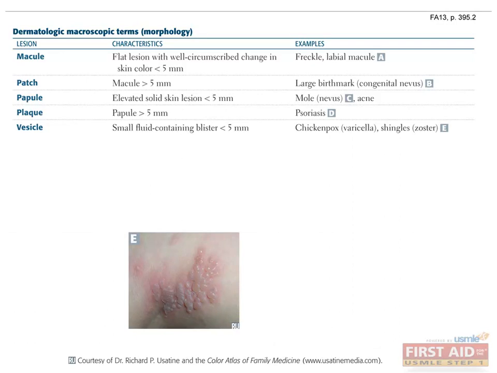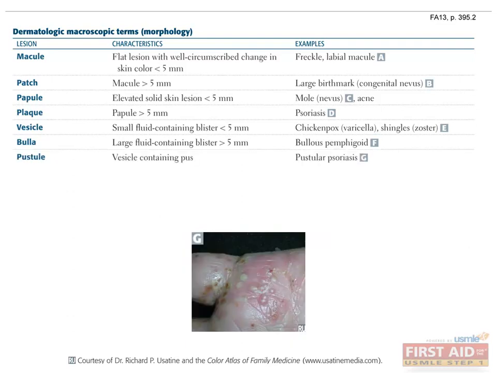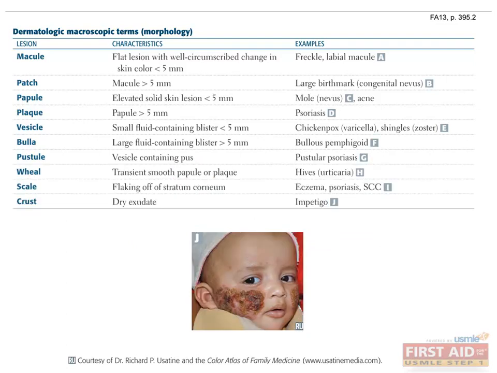A vesicle is classically just a small fluid-filled blister like you would see in chickenpox. If it were bigger, it would be called a bulla, but the terminology distinction is a bit vague here. If the blister were filled with pus, it would be called a pustule. If vesicles, bullae, or pustules pop and crust over, they form a dry exudate, which is called a crust, which is a common finding in impetigo.